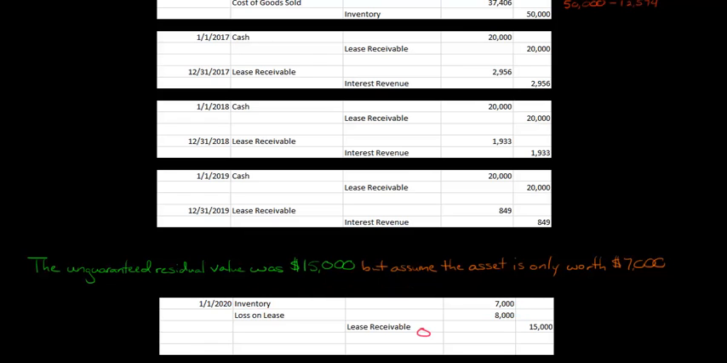Well, remember, when we treated this as a sales type lease, we originally debited cost of goods sold and credited inventory, but now we're getting the asset back. But it's not worth $15,000 like we had expected. It's worth $7,000. So now the difference between this receivable and the inventory, you see that if we didn't have anything here, our debits wouldn't equal our credits. So we need a plug. We debit this for $8,000, and we call that loss on the lease. If there was a credit, then it would be a gain on the lease.